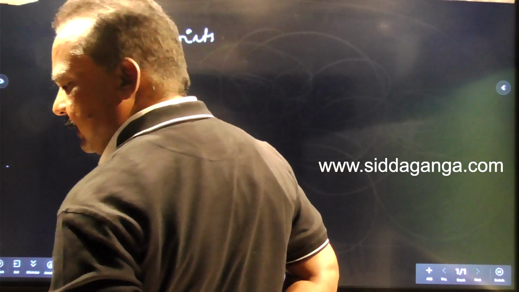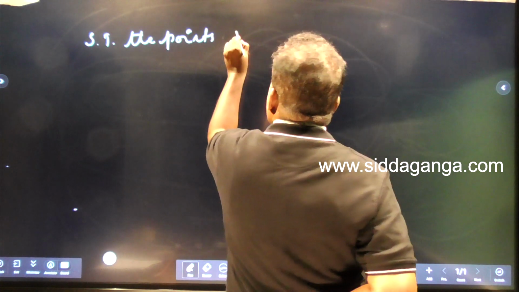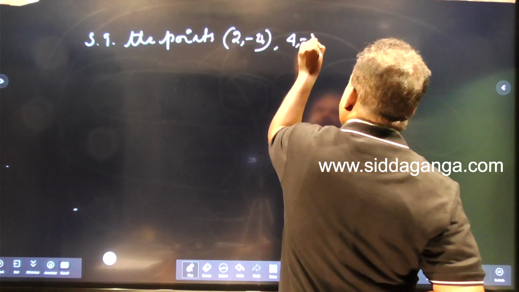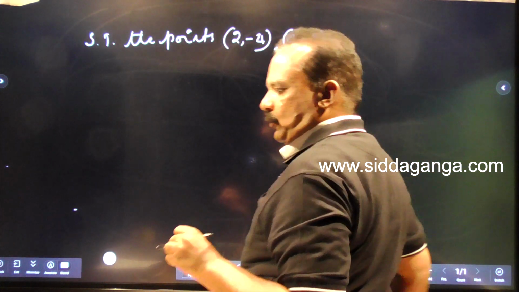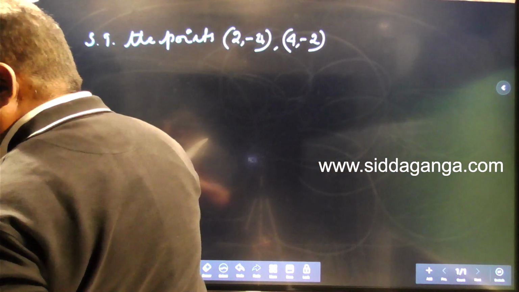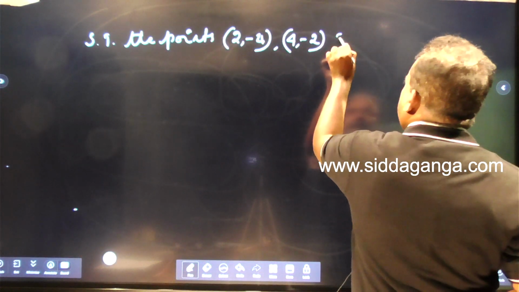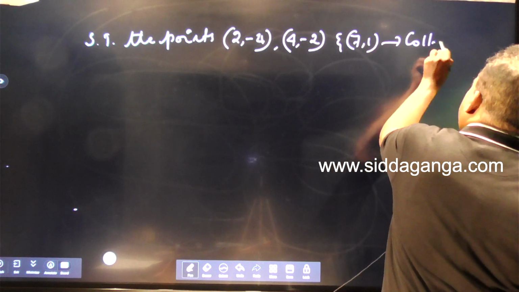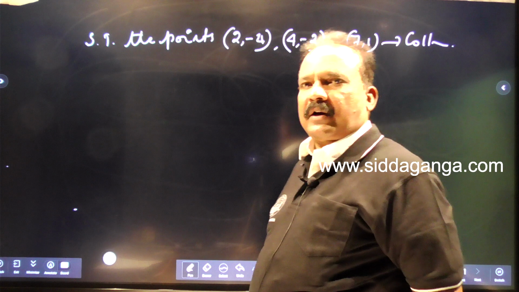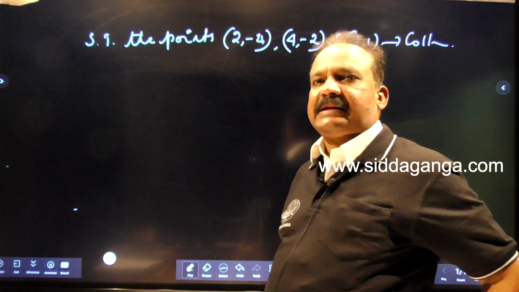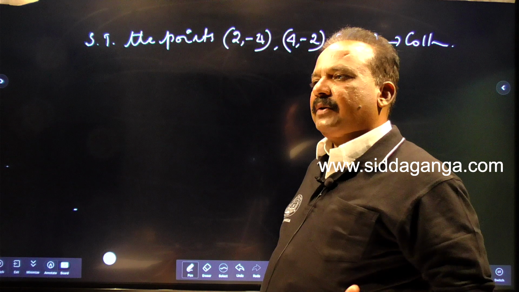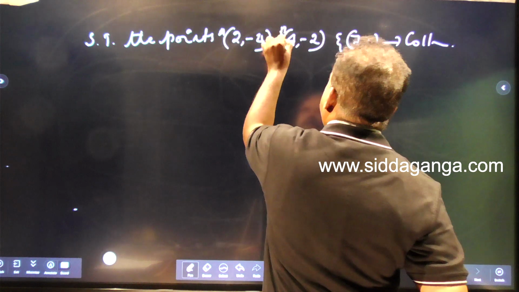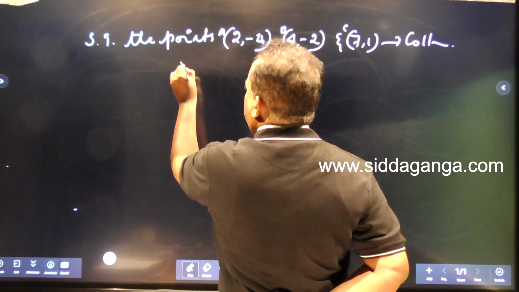Show that the points 2 comma minus 4, 4 comma minus 2 and 7 comma 1 are collinear. So as I have already told you, first you have to find the three distances. When 3 points are there, we have three distances. Let us take this as A and this as B, this as C. So what is AB?